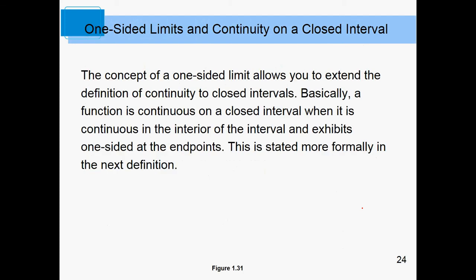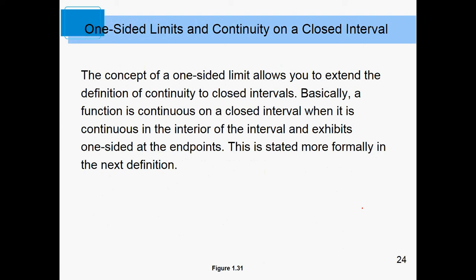So, one of the good things about one-sided limits is it allows you to extend the definition of continuity over to closed intervals. Because now we don't worry about what's happening at the endpoints because we can talk about just a right-handed limit or just a left-handed limit, right? We don't have to have the other side of the interval. So we can close the interval and talk about what's going on at that one point specifically. So, a function is continuous on a closed interval when it's continuous on all the interior points, okay?